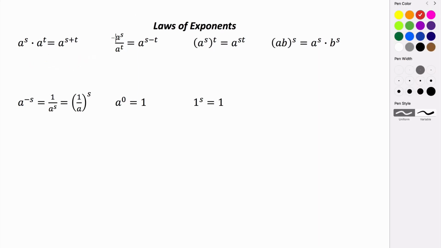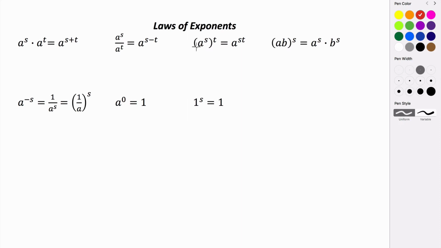This second property says that if you have two exponential expressions that are being divided and they have the same base, then you take the difference of their exponents. This one, it's key to remember that when you're taking this difference, the numerator's exponent is first in the difference, so it's the numerator minus the denominator.